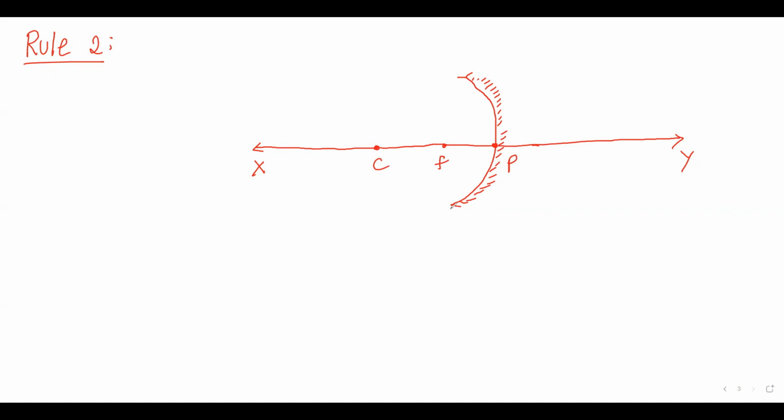The second rule says that any ray passing through the center of curvature will move back in the same direction, the same path. After reflection, it will reflect back along the same path.